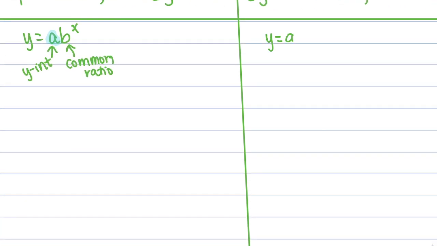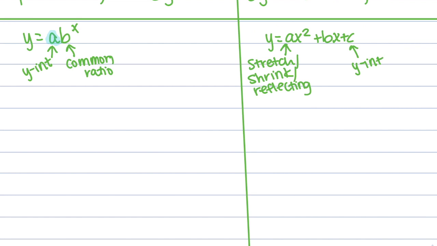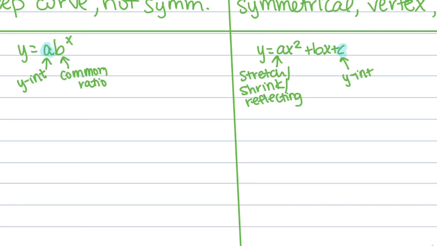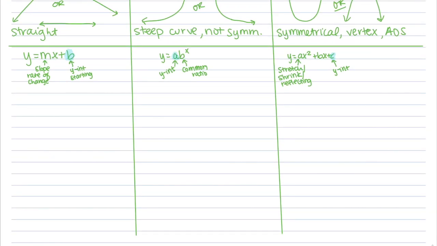Then we have y equals ax squared plus bx plus c. Okay. So a is going to tell us whether or not we are stretching, shrinking, or reflecting. The bx we will get to, but that kind of tells us where the vertex moves and where the axis of symmetry is. And then c, this is going to be our y-intercept. And again, the y-intercept is always on its own without a variable. Okay? All right, so let's look at the 3 and see how they are different.